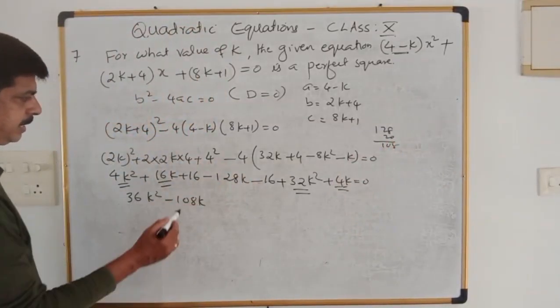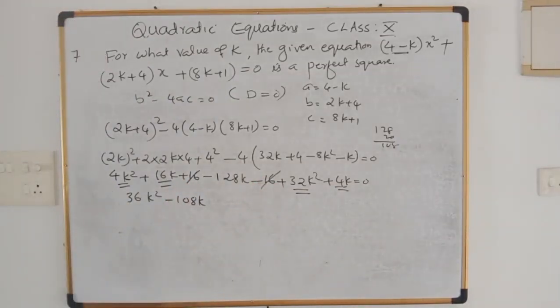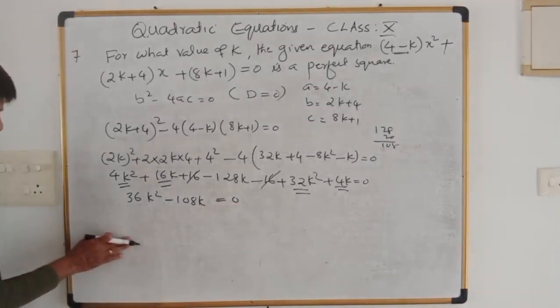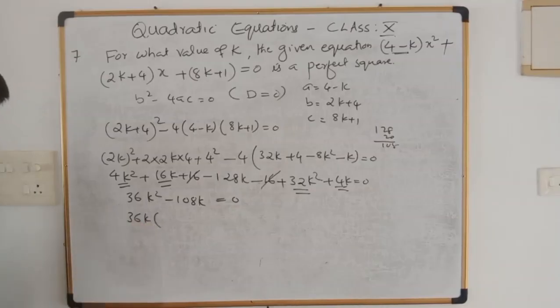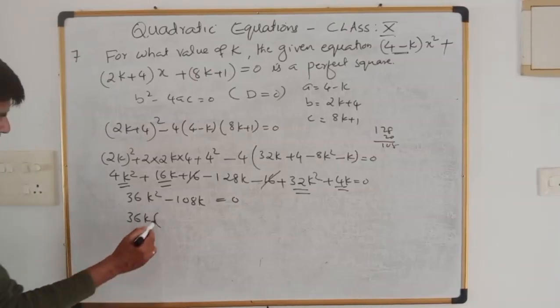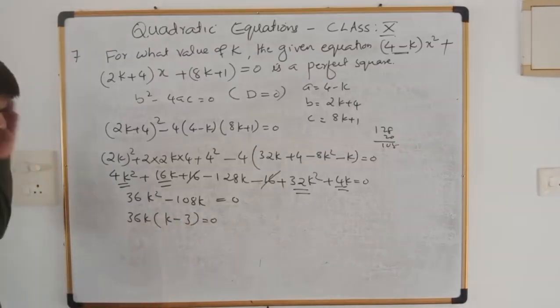This is a greater sign, so positive 16, negative 16 can be cancelled. Okay, so the simplification in the next step: we have 36k, that will be taken common. So k minus 3 equal to 0.